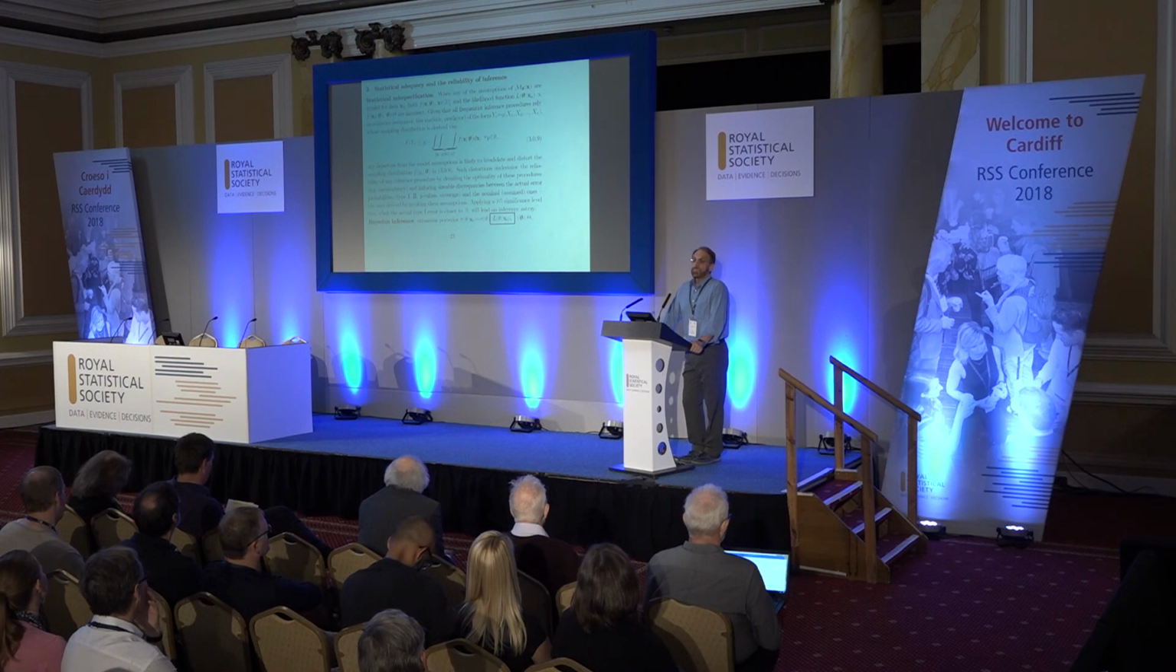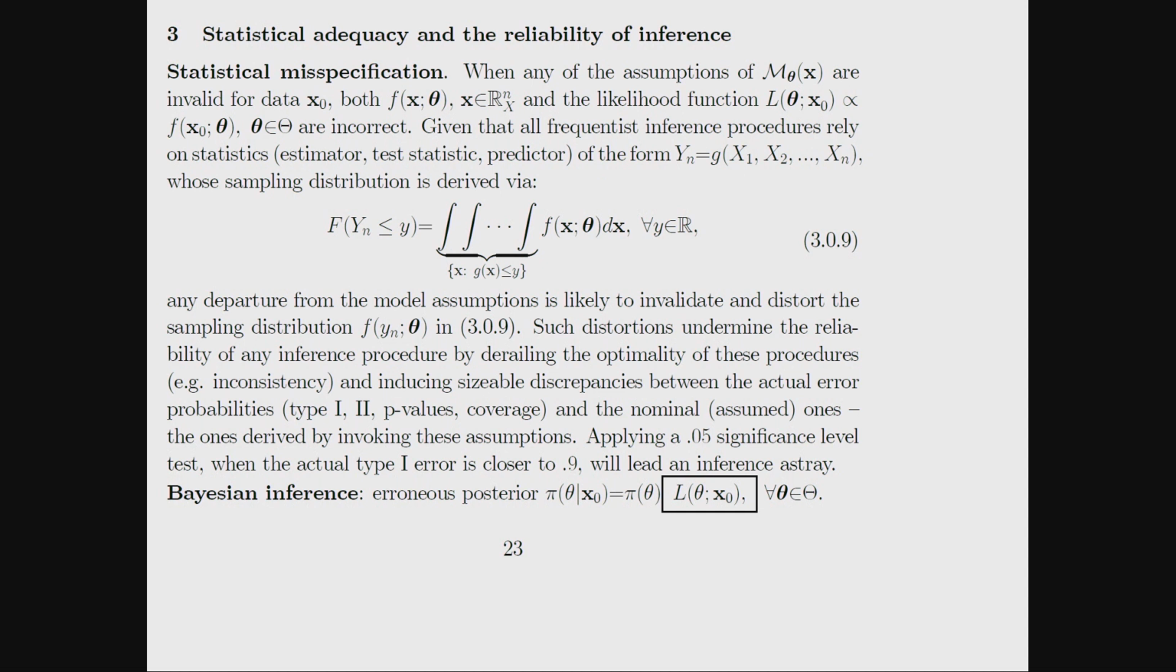Now, you have a statistically adequate model. What will go wrong? Well, if you're doing classical inference, then you're relying on sampling distributions. And the formula up there relates the sampling distribution of any statistic to the distribution of the sample. A misspecified model means the distribution you put there is wrong. Your likelihood is wrong, so anything that revolves around sampling distributions and likelihood functions, including Bayesian inference, by the way, is going to be wrong.